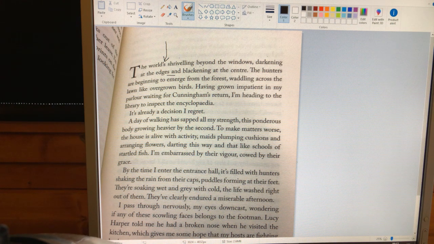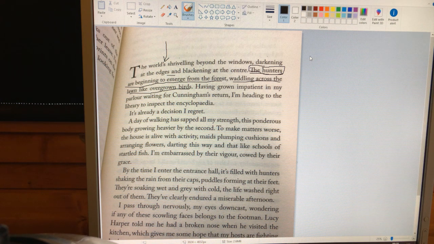The hunters are beginning to emerge from the forest, comma, waddling across the lawn like overgrown birds. Now, again, this is quite an interesting sentence. You can consider it in two ways, and I don't really see any difference between the two models. We could consider it one main clause, the hunters are beginning to emerge from the forest, and then a participle phrase, waddling across the lawn like overgrown birds, a participle phrase that describes the subject, hunters, of the main clause, yeah? You could consider it like that, or you can consider it as two verbs again.